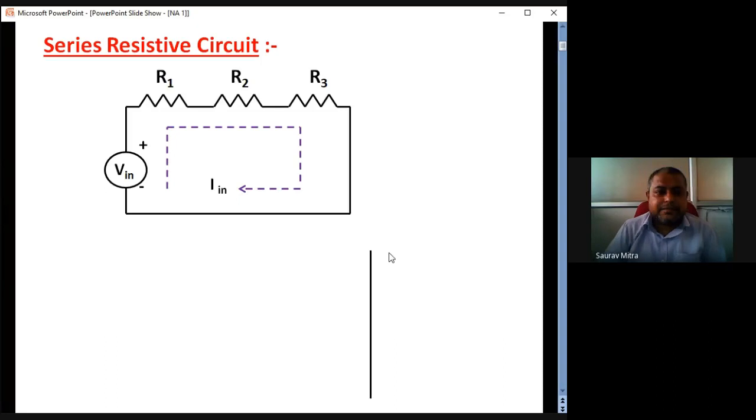You can see there are three resistances I have shown. One is R1, one is R2, another is R3.